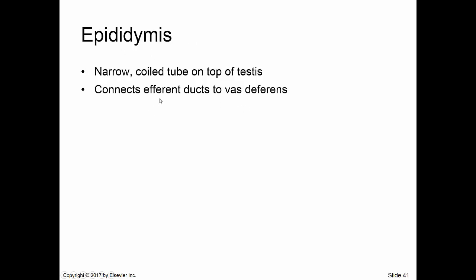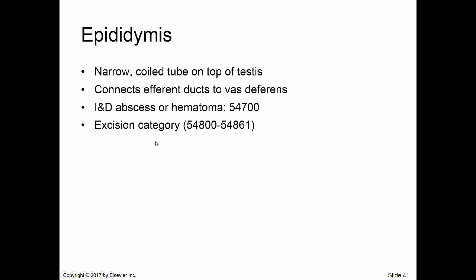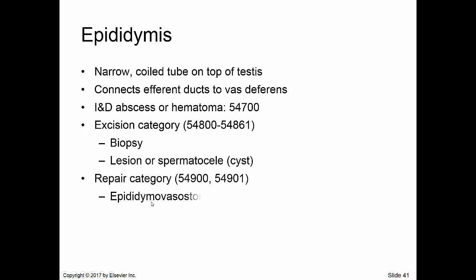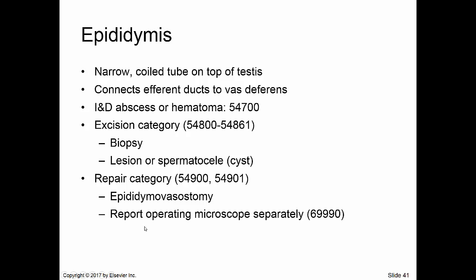Okay, and now we have the narrow coiled tube at the top of the testes. It connects the efferent ducts to the vas deferens, and so sometimes we have problems with that. We're going to go in and do an irrigation and destruction, abscess or hematoma, depending on what it is, or we can do an excision, and there's biopsies, lesion removals, repairs, and we're going to make sure that if we're using that operating microscope, remember that's the only code in that section, 69990. Sometimes this is a very appropriate place to be using that microscope.